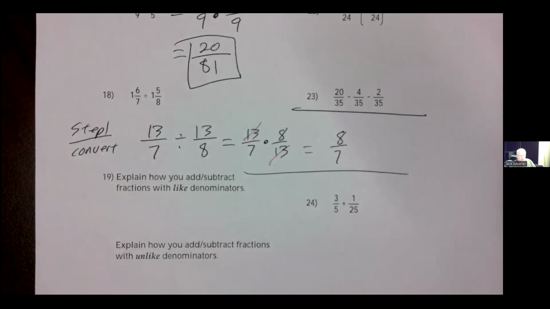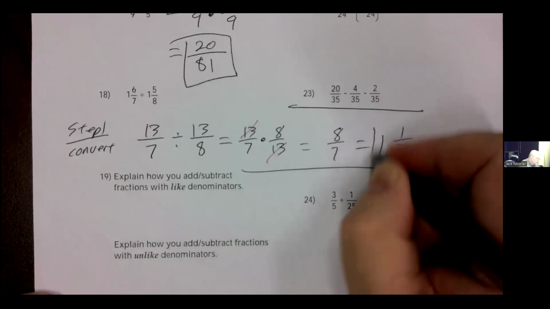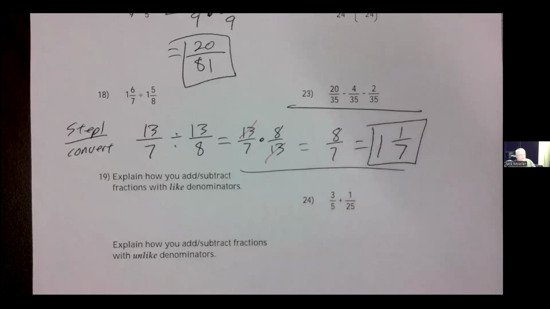But again, we started with mixed numbers. So most likely the instructions are going to mention mixed numbers. So the final correct answer would be 1 1/7.